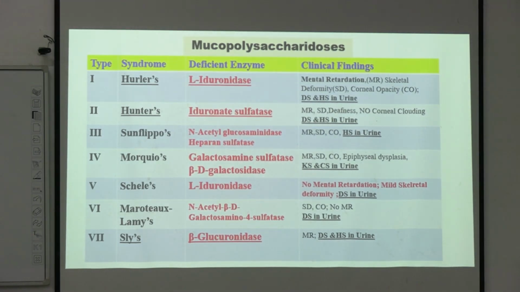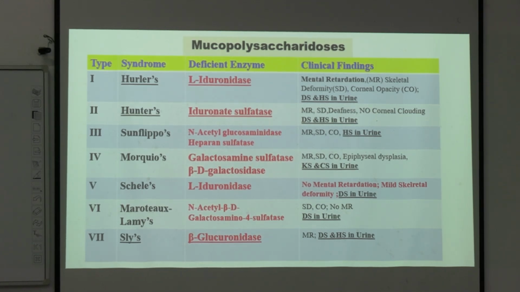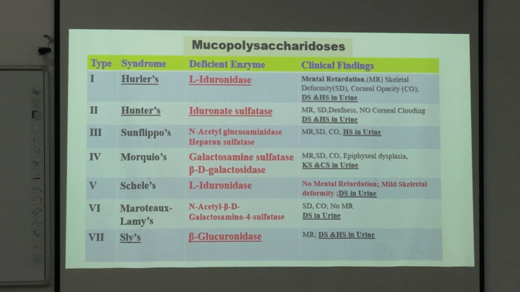Like here you see Hurler. If you cannot remember all these things, at least remember three things. One is Hurler, one is Hunter and one is Sly. See, in Hurler the deficiency is L-iduronidase, in Hunter it is iduronate sulfatase, and in Sly disease it is beta-glucuronidase, and now it is available in the market, it is an FDA approved drug. Now treatment is there, though all these are rare diseases.